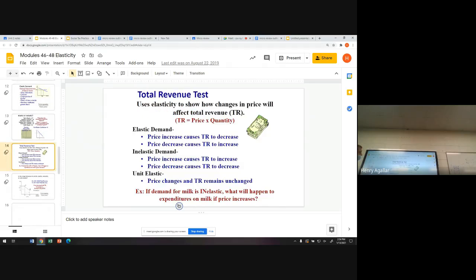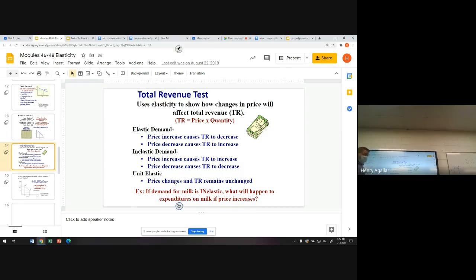Total revenue test. This is really a nice tool. If all you have to do is decide if it's elastic or inelastic, this is your quick go-to. And you don't need to memorize it, but think about something that's really inelastic, like insulin. If I raise the price of insulin, you would expect the revenue would actually do what? Increase. Price goes up, revenue increases. I know that's an inelastic example. Well, you can figure everything else out from there, can't you? Okay? And so on.